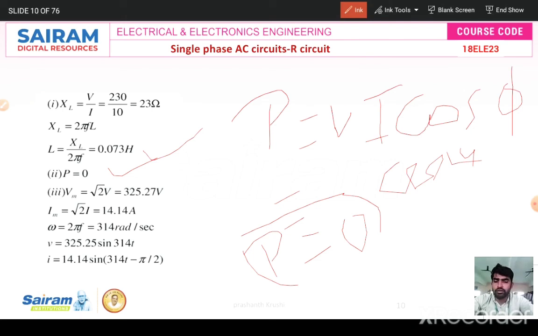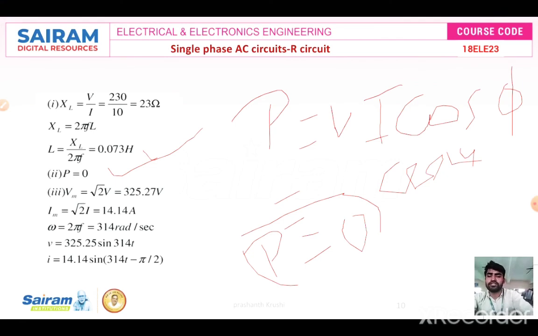So Vm is equal to root 2 times Vrms, that is 325.27. Im is equal to root 2 times I, that is 14.14 amps. Omega is equal to 2 pi f, so 314 radians per second. So V is equal to 325.27 sin 314t, and I is equal to Im sin (omega t minus 90). This is the solution for that problem.